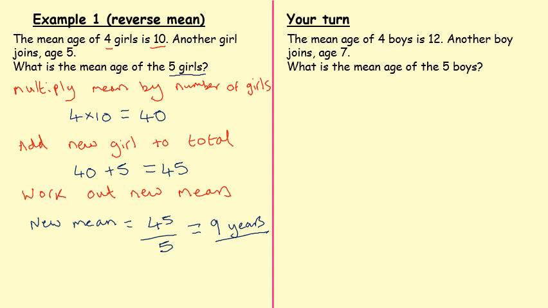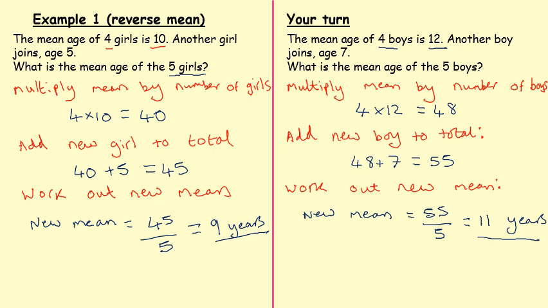Okay, and I'm going to go through the answer now. So if you multiply the mean by the number of boys, 4 times 12 is 48. So that's the total of those original 4 boys' ages. We don't need to know exactly what those numbers were. Then you add the new boy to the total. So the new boy's age is 7, 48 plus 7 is 55.